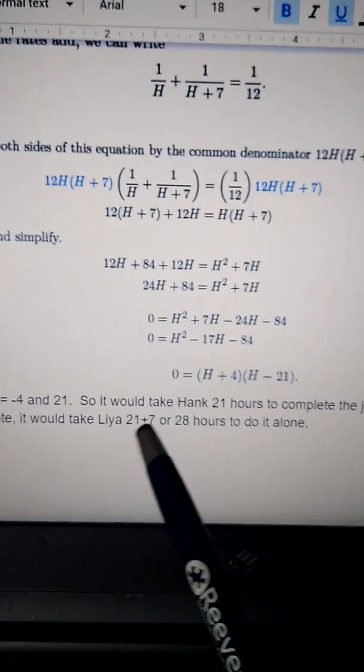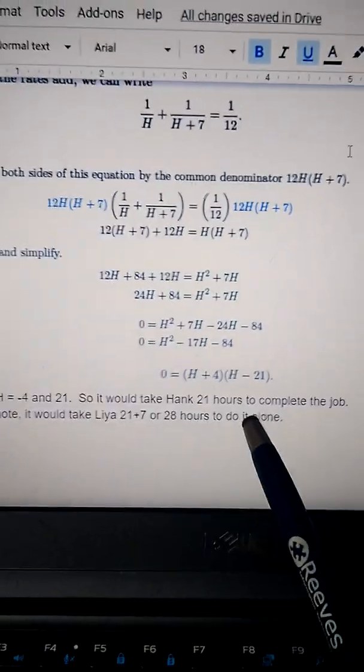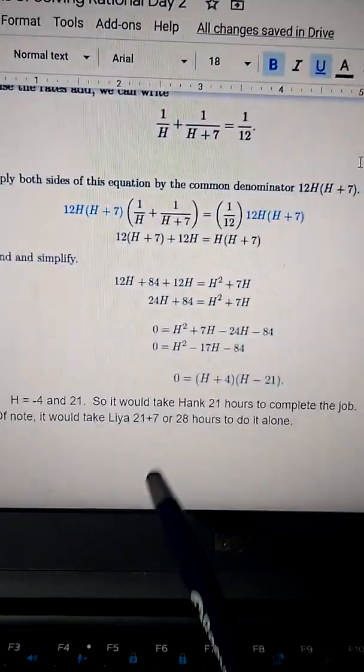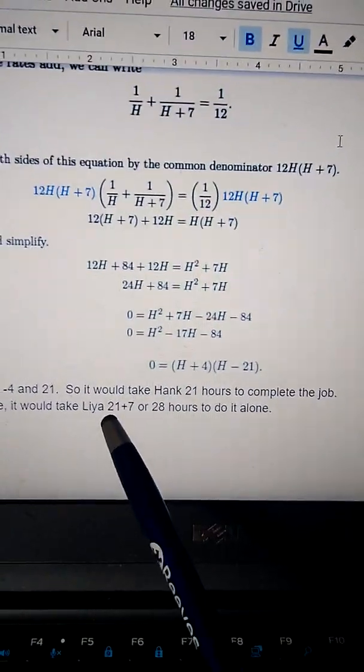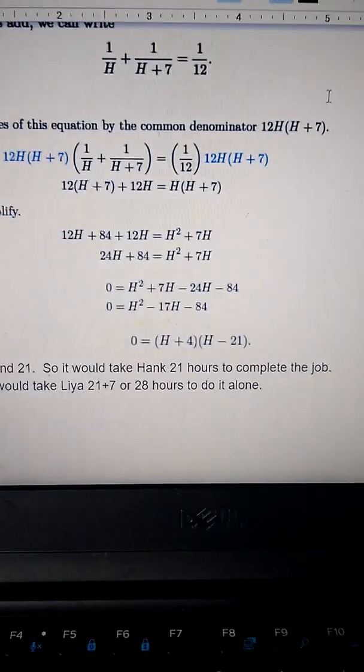So negative 4 can't be the answer. So it takes 21 hours for Hank to do the job by himself, which means, and they didn't ask this, but Laia would be 7 hours longer, or 28 hours to do that job alone.